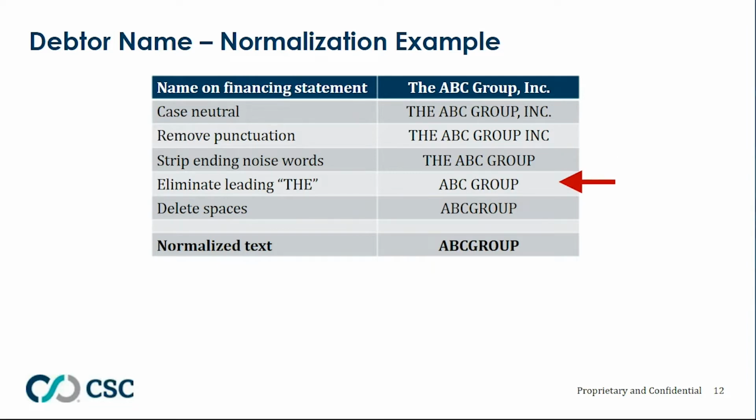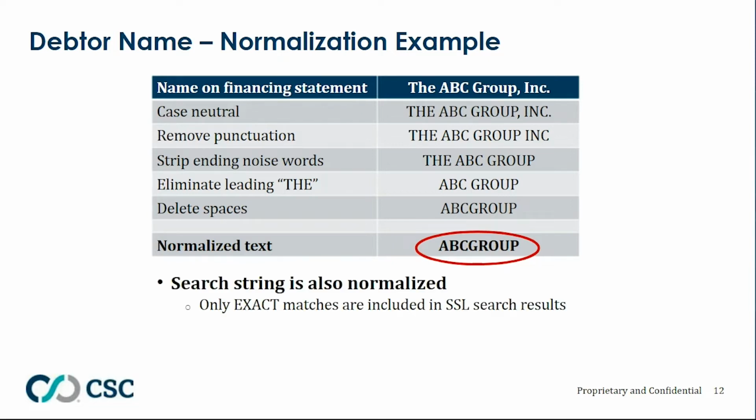And finally, it removes the spaces. What you're left with is a string of normalized text that's derived from the name on the financing statement. Now, when somebody does a search, the search is conducted in the same manner. The search string is normalized, and it's compared to the normalized text in the database, and only exact matches are produced as part of the search results.